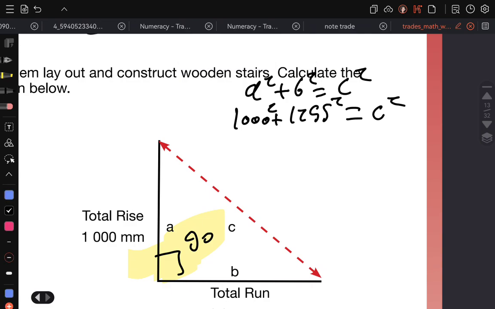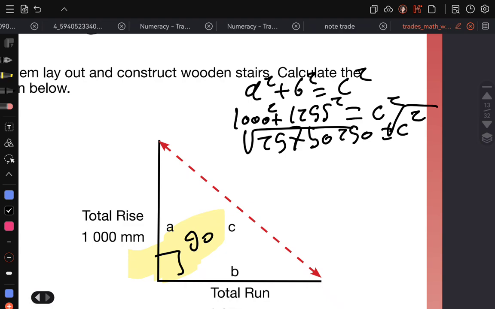1000 square. Let's also use our calculator really quick. 1000 square plus 255 square, it's gonna be 2000. That's a very long number. 2575 or 25 equals c. We do our square root both ways.